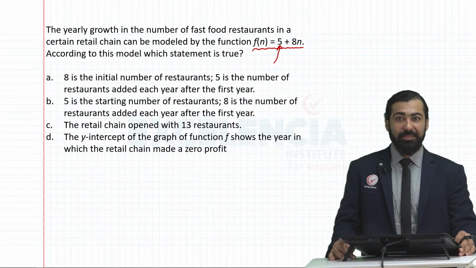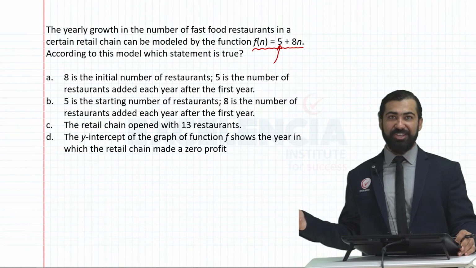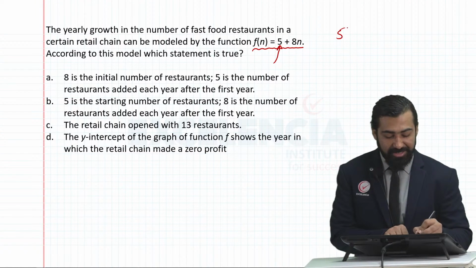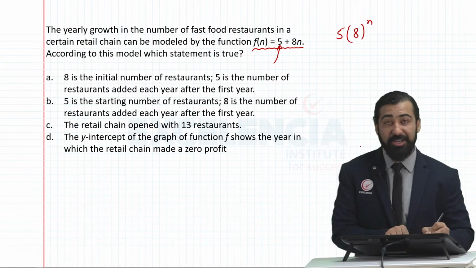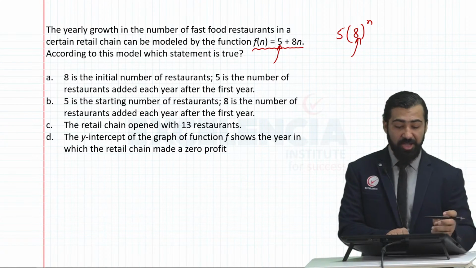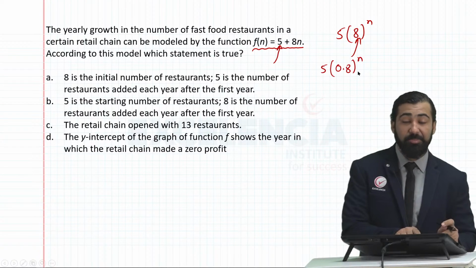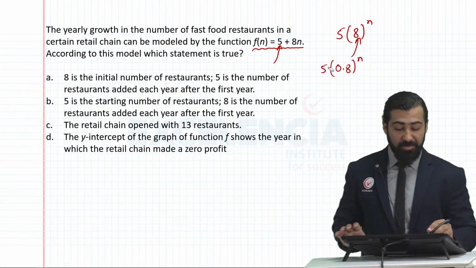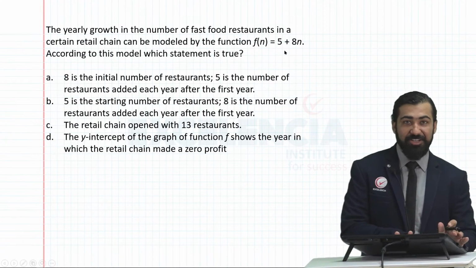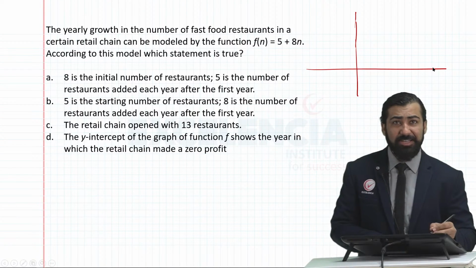Is it the growth and decay factor? No. Growth and decay factor comes for an exponential graph. Presently, you're looking at a linear graph, no? If this graph were, let's say, 5 into 8 to the power n, then 8 represents the growth factor because it is greater than 1. On the other hand, if we were looking at 5 into 0.8 to the power n, 0.8 is a decay factor. But in this question, it's a simple linear function, right?